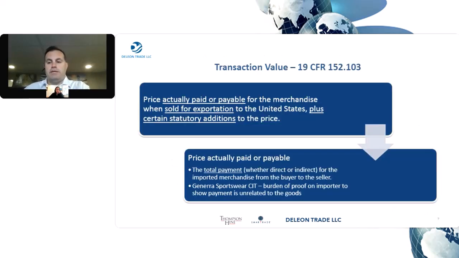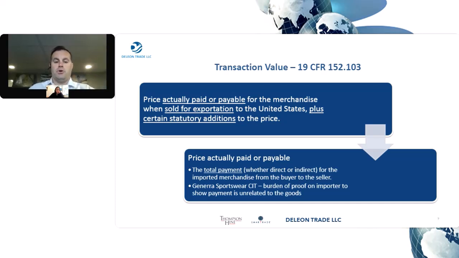Okay, so I want to get into transaction value because that's really where I'm focused. Those other bases of appraisement, I could spend hours talking about those as well, but transaction value is probably 95% of the imports into the U.S., so that's the most important and affects the broadest group of people. And really, it's the price actually paid or payable when sold for exportation to the United States, plus certain statutory additions. So the first part I want to break down in there is the price actually paid or payable.